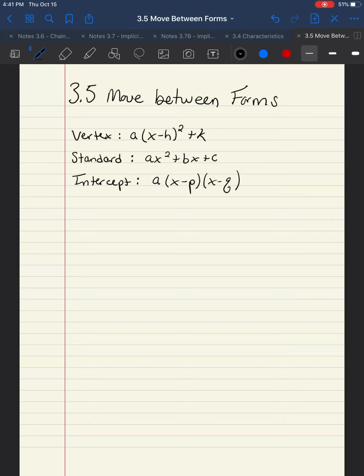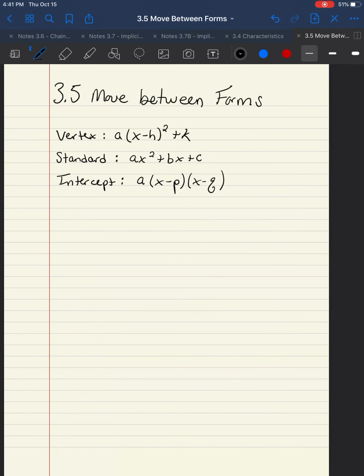Okay, so I keep repeating what the three forms are, not to be a nuisance, but in hopes that they will sink in.